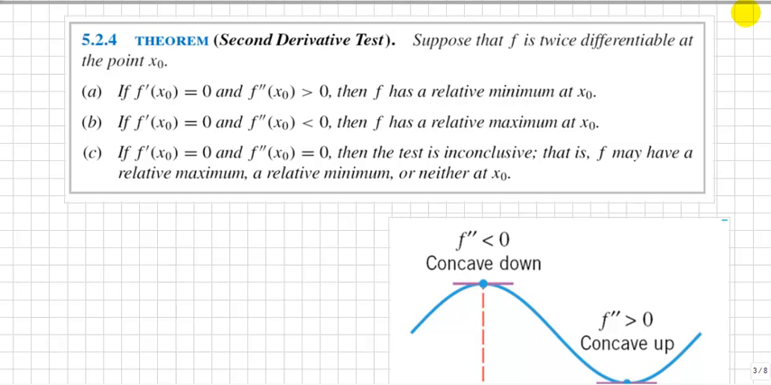It says suppose that a function f is twice differentiable at the point x naught. If f prime of x naught equals 0, so that means that we've got a stationary critical point at x naught, and that f double prime of x naught is greater than 0, so when we evaluate the second derivative at x naught, we get a positive value. So if that's the case, then f has a relative minimum at x naught.